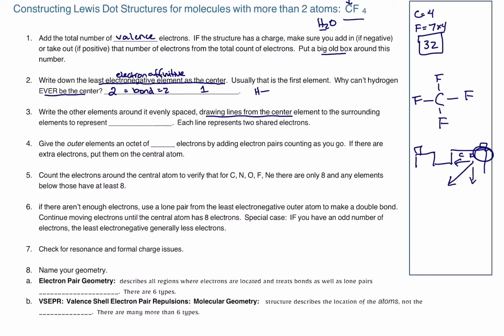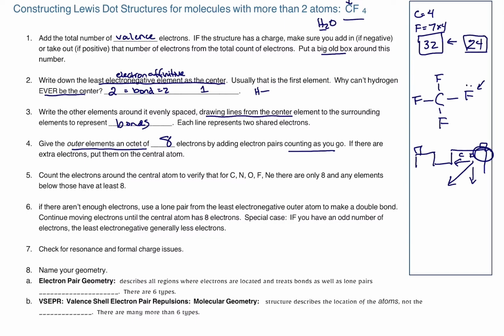So that represents bonds. Then we're going to give the outer elements an octet of 8 by adding electron pairs and counting as we go. So right now, this one has a total of 2. Same for this one. There's 2 in there, there's 2 in there, and there's 2 in there. So these are the real number of electrons for this. 8 of them are already tied up in bonds. And so that means that we have 24 left that we can do something with that aren't in the bonds.